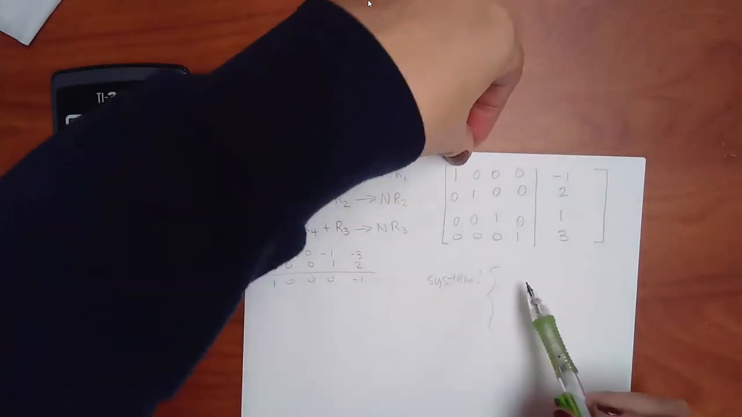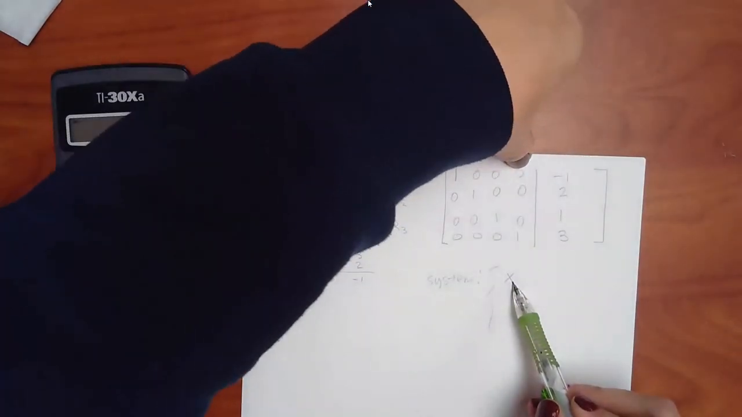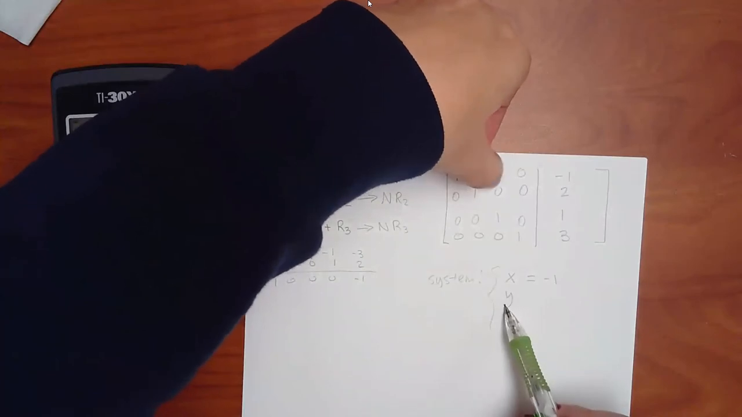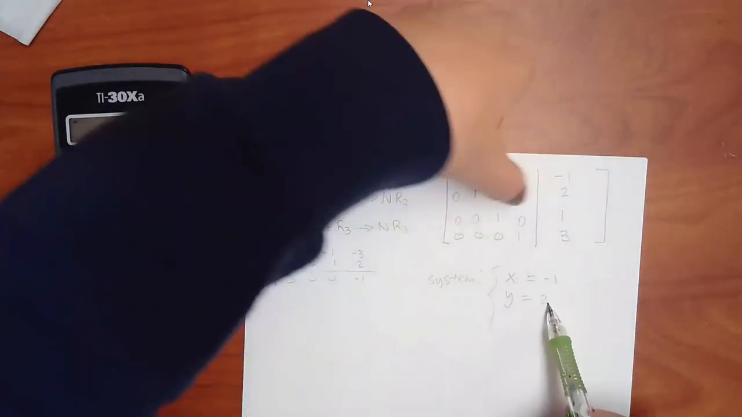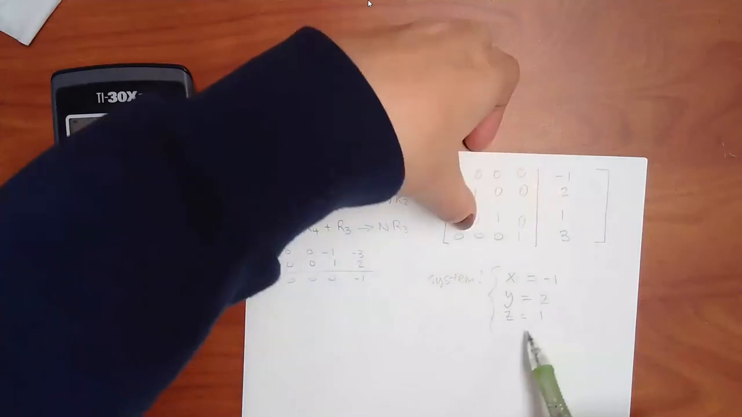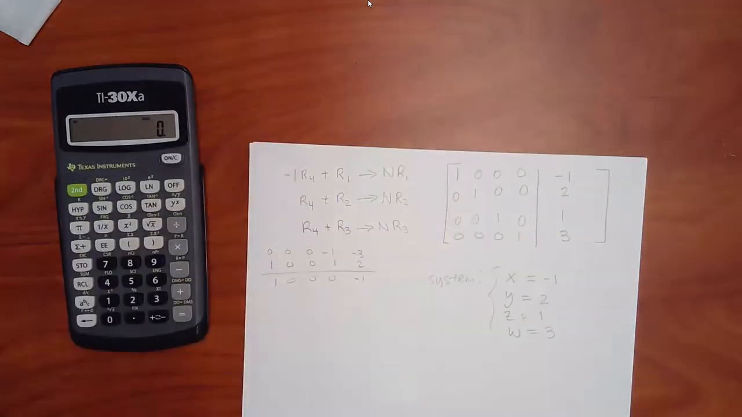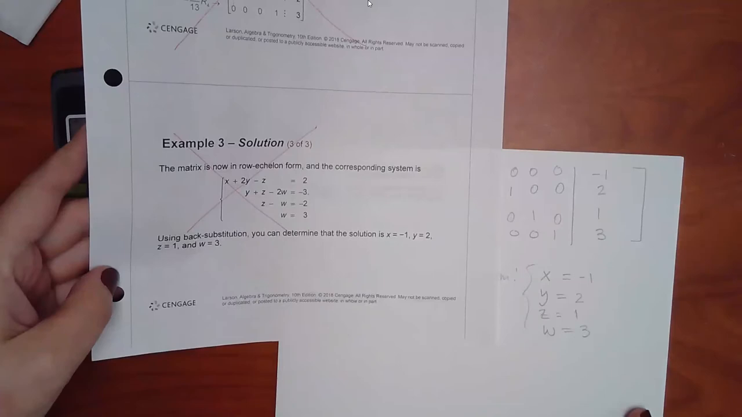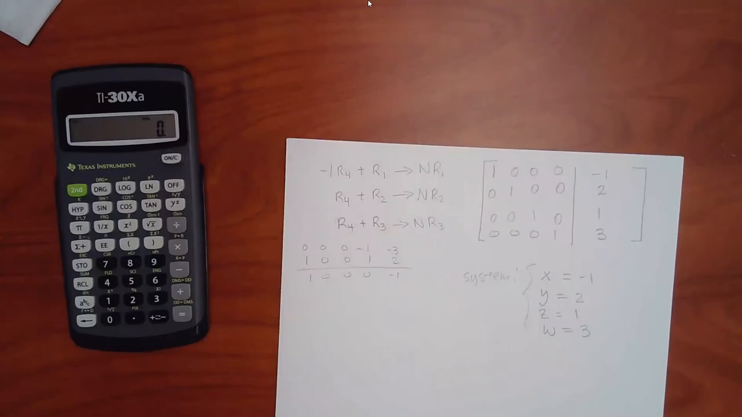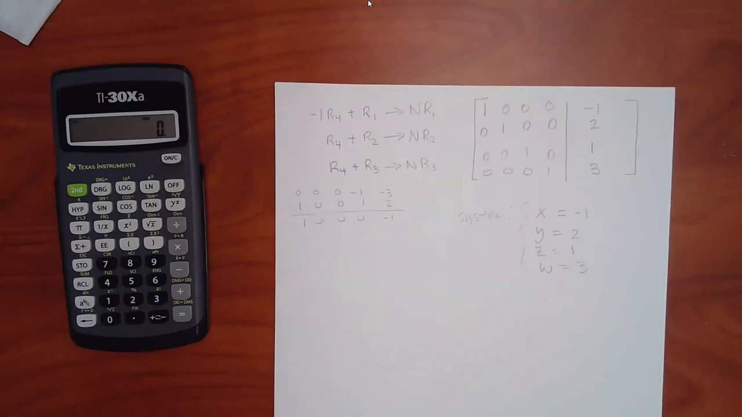So the system says I have 1x, no y's, no z's, no w's, equal to -1. Here I have no x's, 1y, no z's, no w's, equal to 2. Here I have no x's, no y's, a z equal to 1, and then nothing but a w equal to 3. And I just want to show you their answer. They did it a different way, but we got the exact same solutions. They did the Gaussian elimination, which I told you is only like halfway than the real business. I don't like to do that method. I just like to do the whole thing, just get it all done.